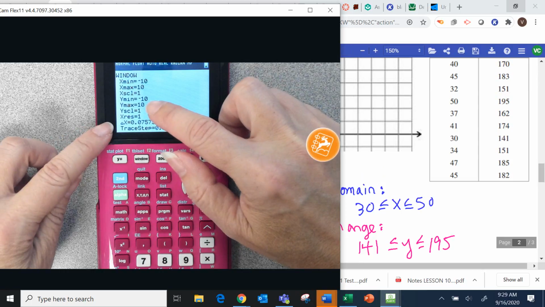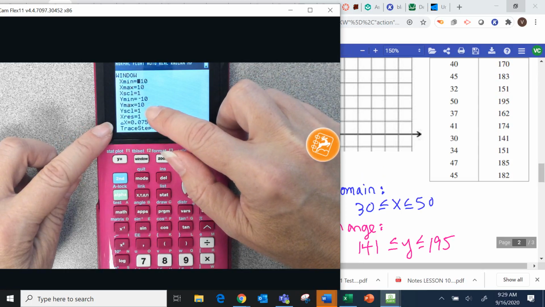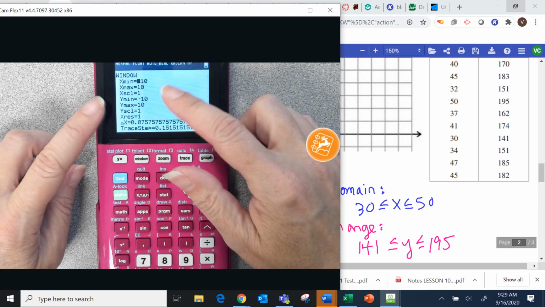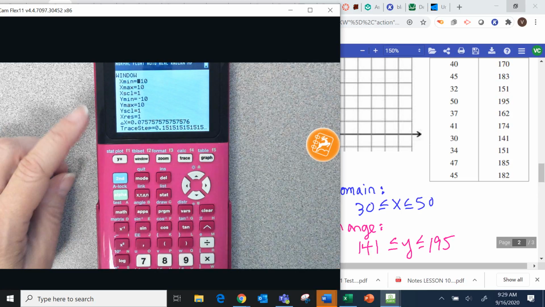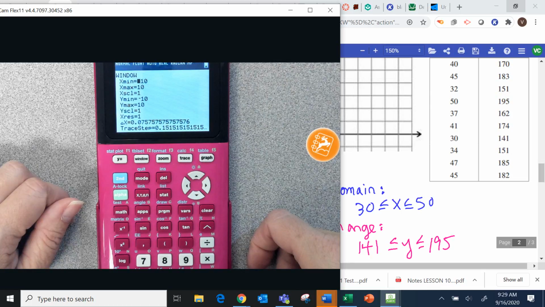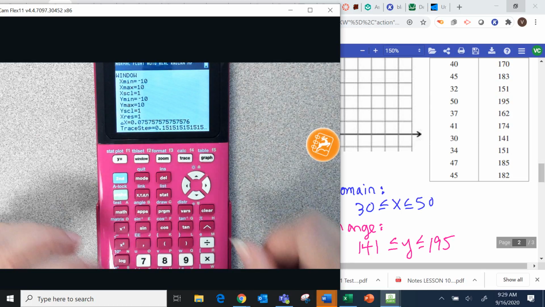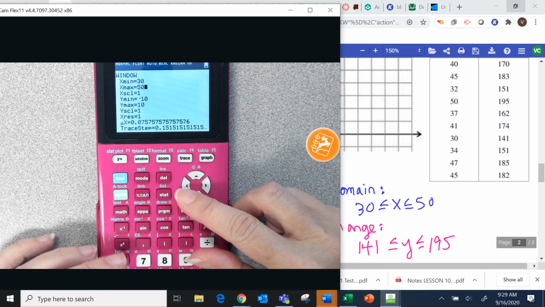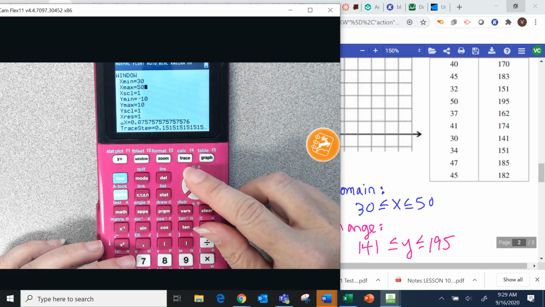Right now the window is going from negative 10 to positive 10. Well, my Y value is at like 141 to 195. So we're going to change our window to match our data. How about we make our X-min go from 30 to 50? Or you could even make it go from 25 to 55, so you could see everything.